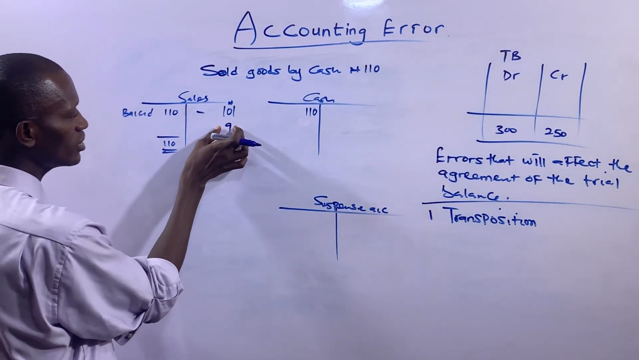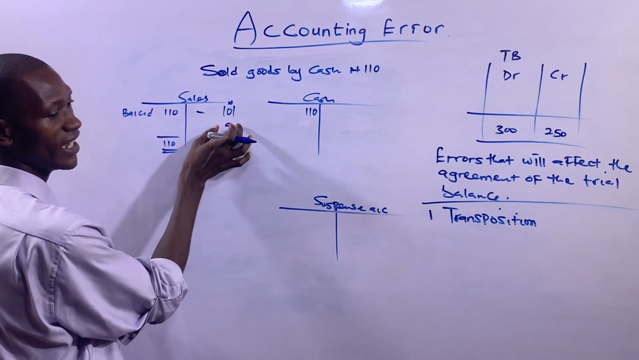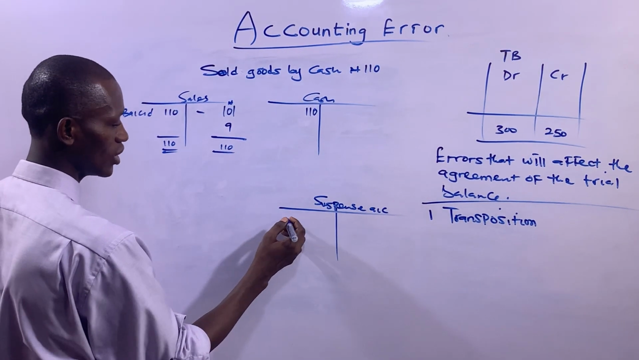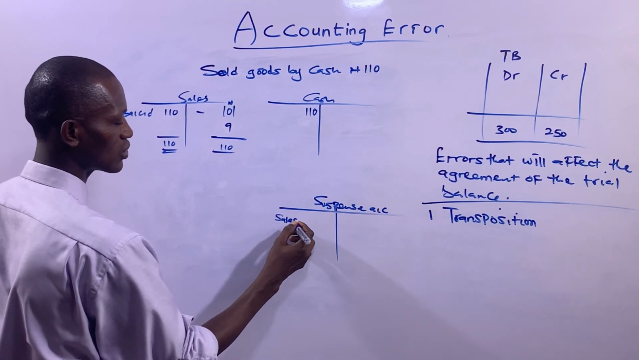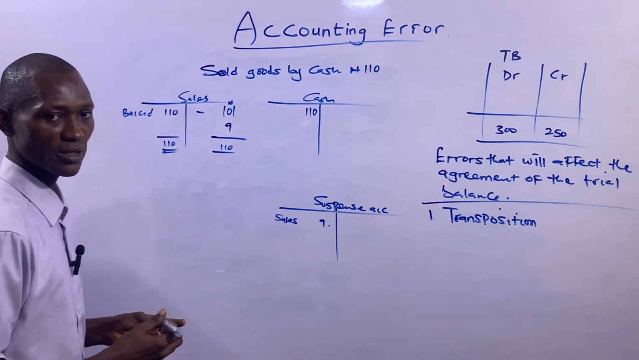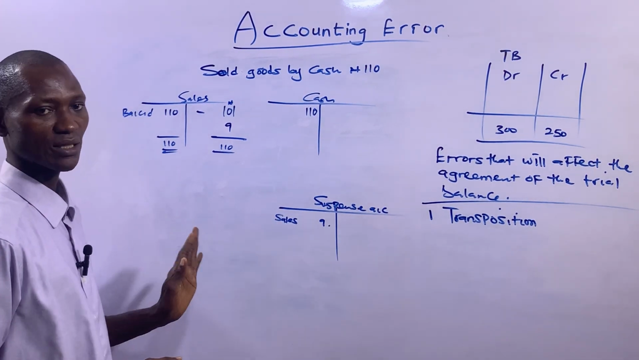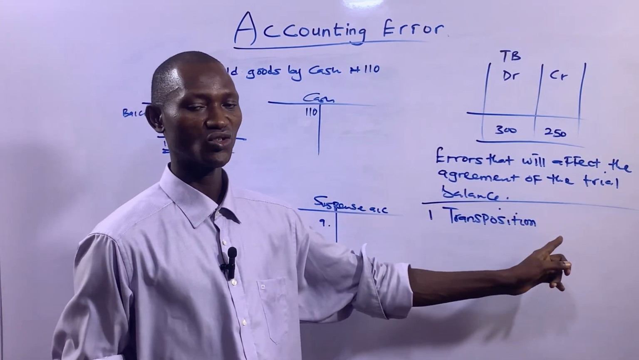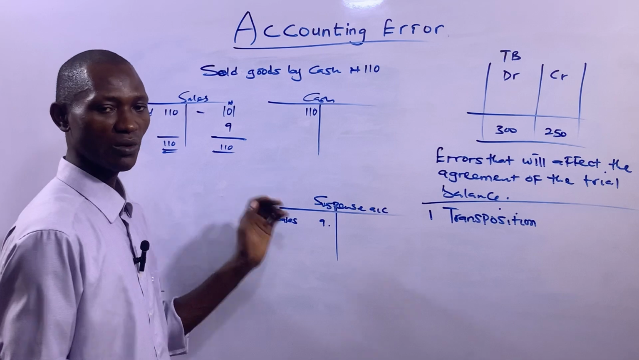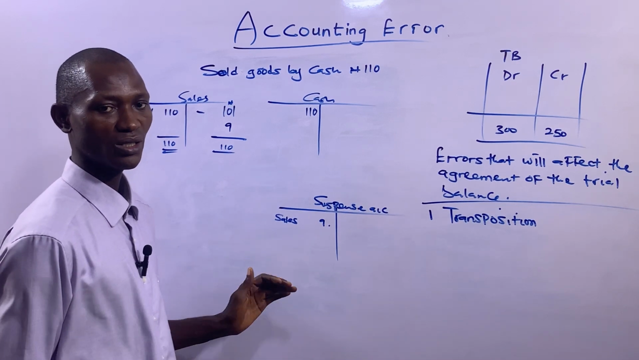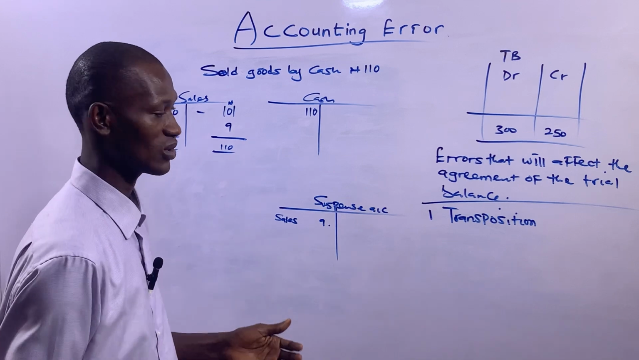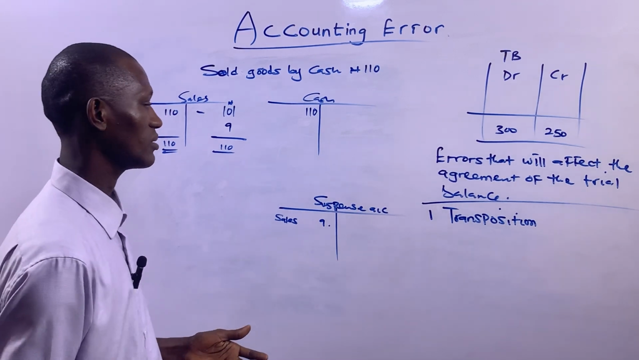Then the corresponding debit entry of this credit entry of 9 naira will go to suspense account. So you are going to have the particular to be sales. Then you have 9 naira. So this is what you have. So the error has been corrected. So any error that affects the agreement of the trial balance, all of them will find their destination in the suspense account. And we are going to be looking at suspense account as we go further.